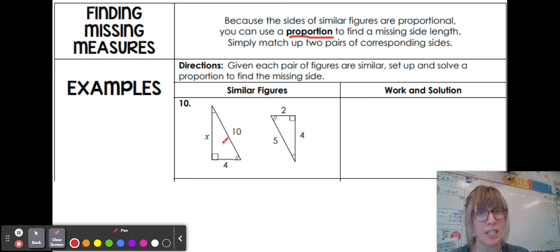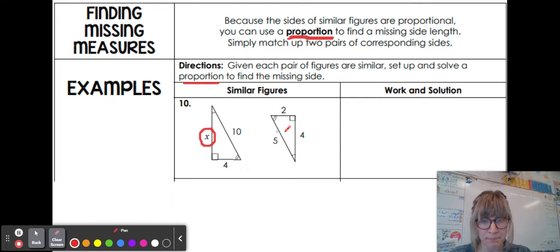Given each pair of similar figures, here is our first set of figures that we're told are similar. We're going to try to figure out the length or the size of x of this side length here using a proportion to find our x value, to find our mystery. So we're going to use this space over here to show our work. What we want to do, as per up here, is use a proportion.